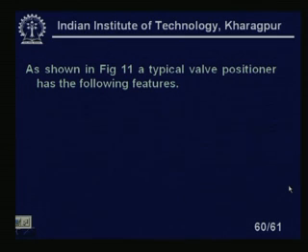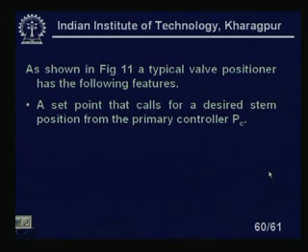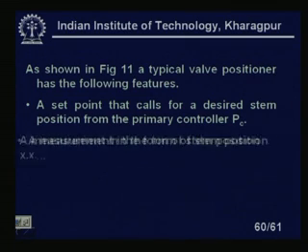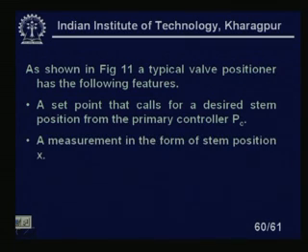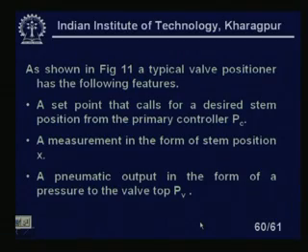And as shown in figure 11, a typical valve positioner has the following features. What are the features of the valve positioner? Let us look at a set point that calls for a desired stem position from the primary controller PC, okay. A measurement in the form of stem position x, okay. So, PC will be compared with x in a valve positioner. Accordingly, it will generate a control signal, a pneumatic output in the form of a pressure PV to the valve top, which will go to the diaphragm of the control valve, okay. This will actually give the proper position of the control valve.